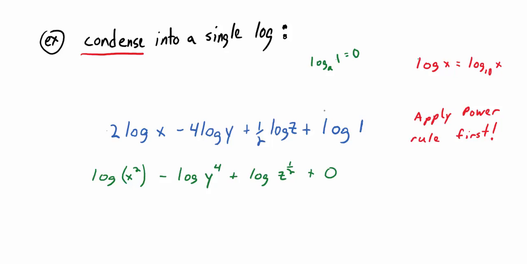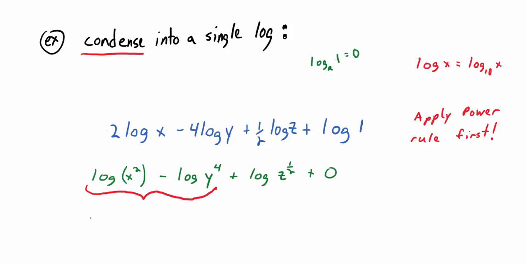Okay, now I usually just work it from left to right. You could do multiple steps at once here, but since I'm only going to do one example, I want to really go through it in detail. So let's apply one rule at a time from left to right. How could you rewrite the log of x squared minus log y to the 4th? What rule would you use?